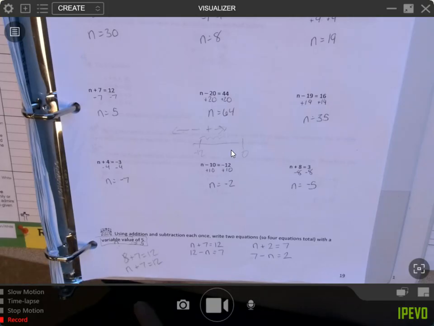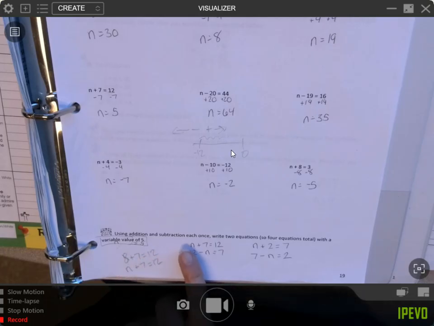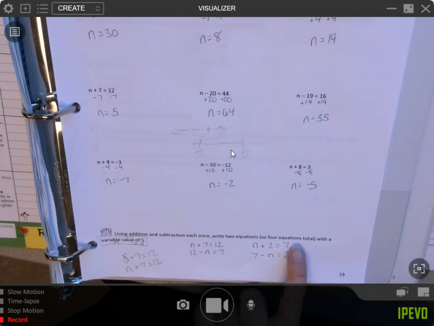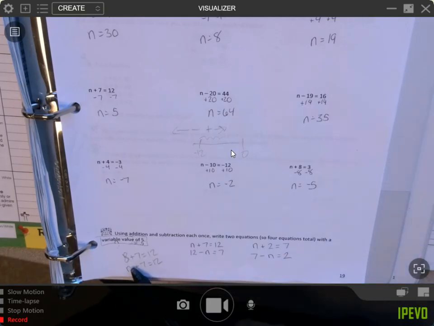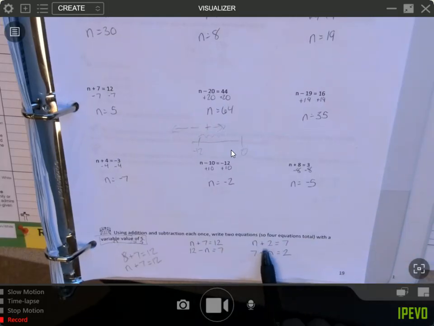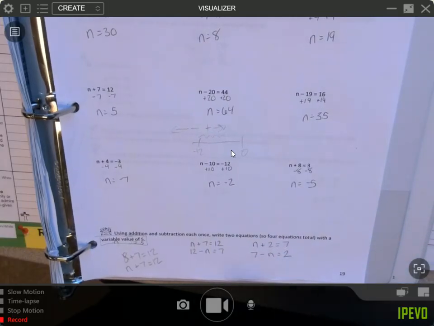Okay. And then using addition and subtraction each one time, write two equations, so 4 equations total, with a variable of 5. Remember, I told you what you want to do is find your equation using the number 5 and then turning that 5 into a variable. So you could have something like n plus 7 equals 12, and then the opposite of it, 12 minus n equals 7. I also had n plus 2 equals 7, 7 minus n equals 2.